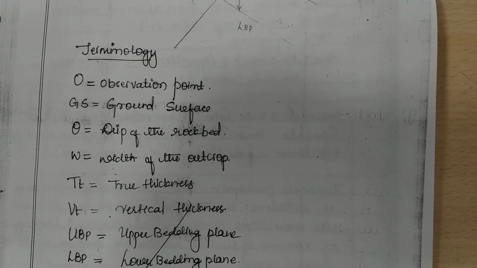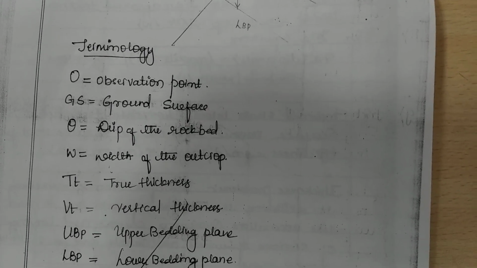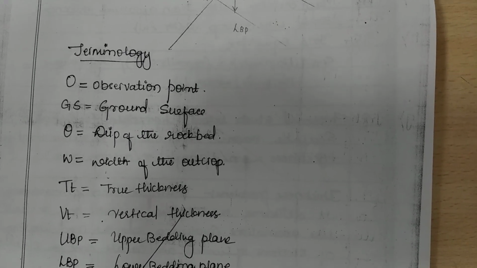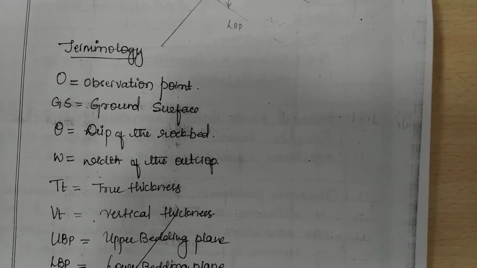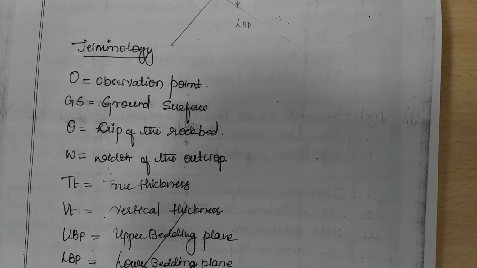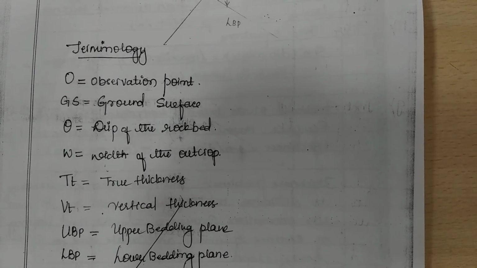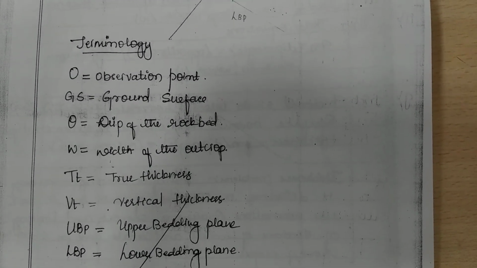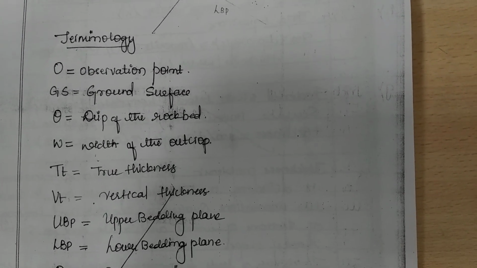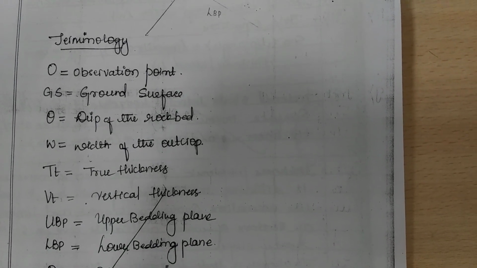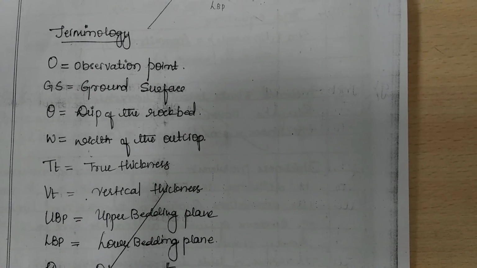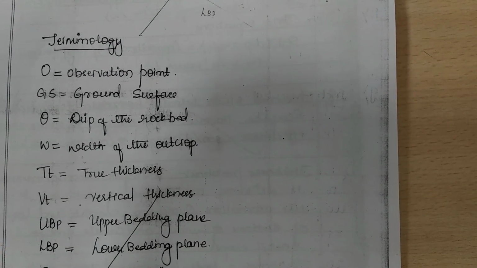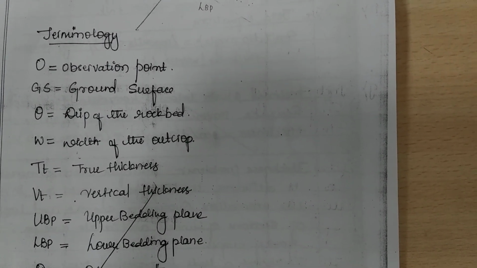The thickness of the bed measured perpendicular to the bedding planes is called the true thickness, and thickness measured vertically downwards between the bedding planes in the case of inclined and folded beds is called the vertical thickness. These are the two types of thickness: true thickness and vertical thickness. The thickness is commonly measured directly with a tape. However, direct measurement may not be possible, especially in slope areas.